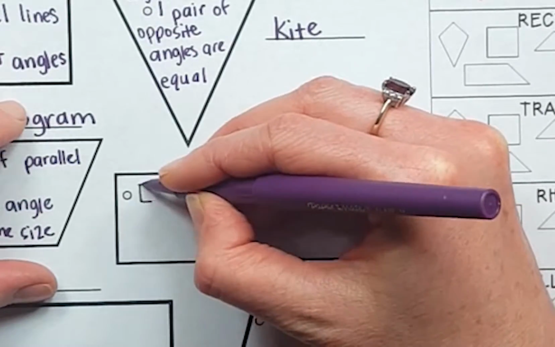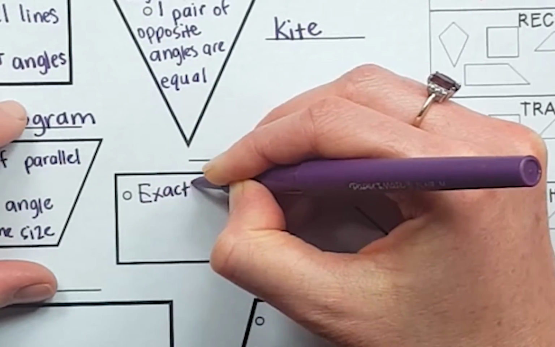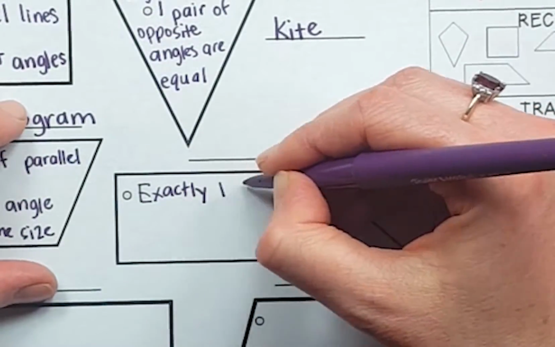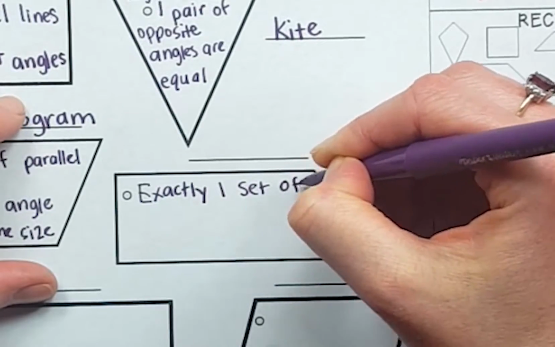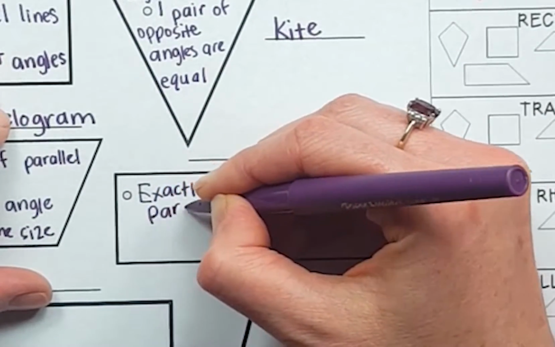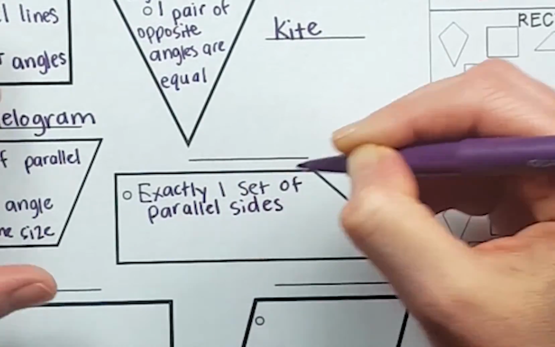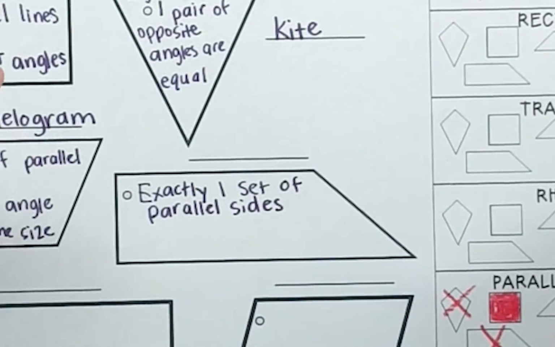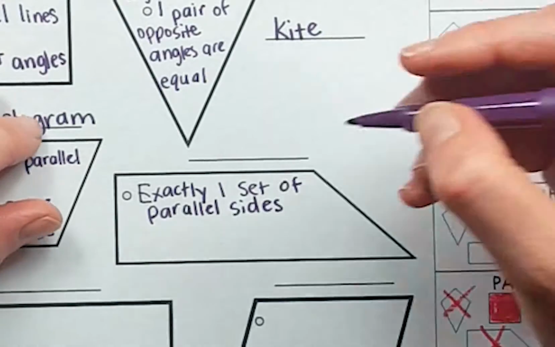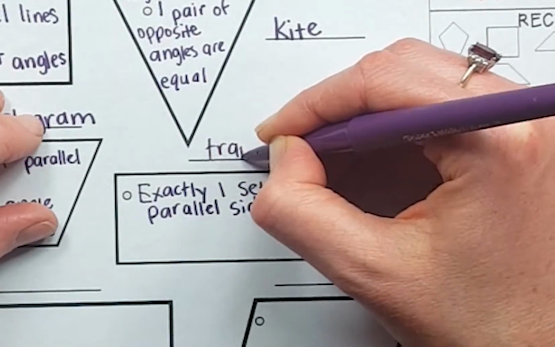This kind of shape has exactly one set of parallel sides. And when you have a shape that has exactly one set of parallel sides, not more, it's called a trapezoid.